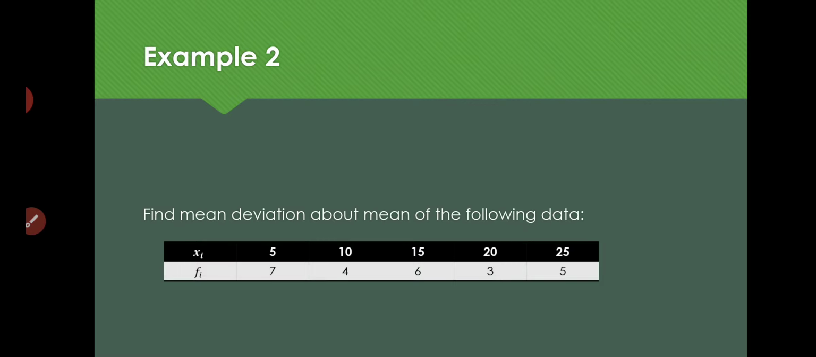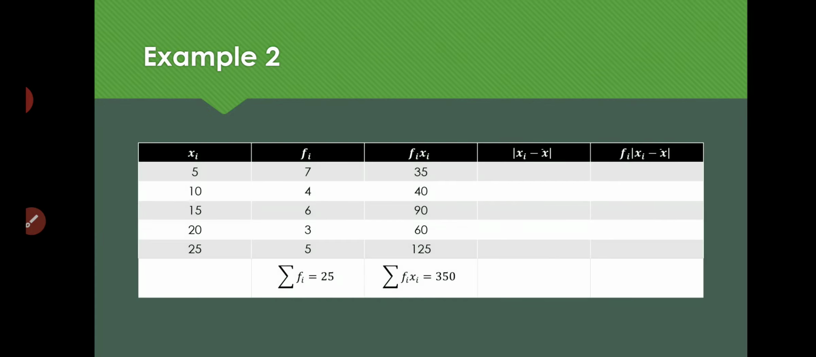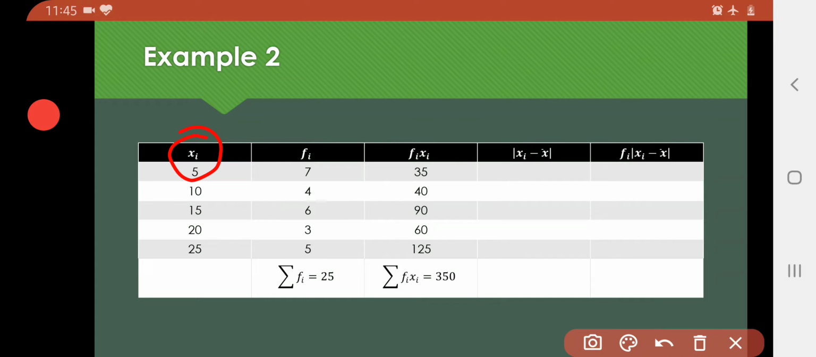Now whenever I am given data in a table format, I must make the whole calculation in table format. So let us prepare one table. The table looks something like this. I have to make 5 columns. One is xi, that is all the data values, then the frequencies, then the column of fi xi, the product, then the column of calculating mod of xi minus x bar, and then finally the column of fi into mod of xi minus x bar.